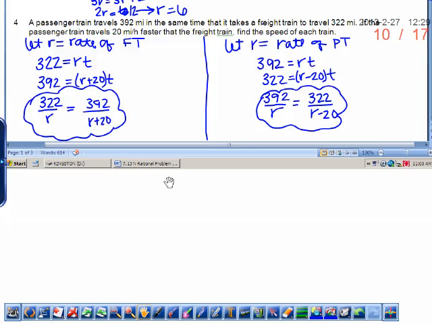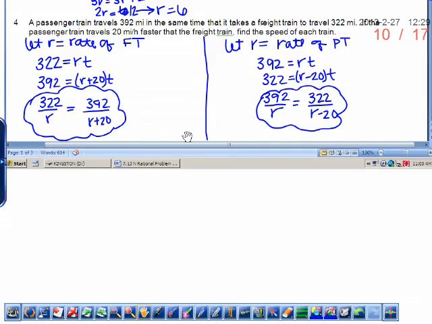Are there any questions about setting this up? It depends on what you set up as your rate. If you let the R be the rate of the freight train, then the passenger train goes faster. So that's R plus 20. If you let rate be the rate of the passenger train, the freight train goes slower. So that's R minus 20.